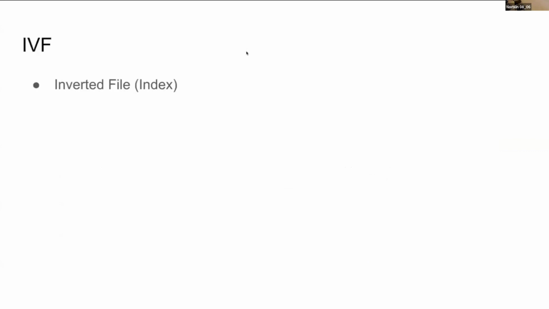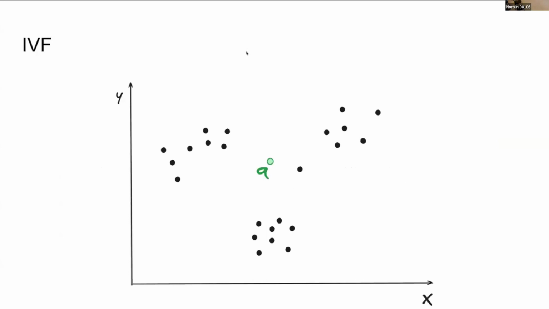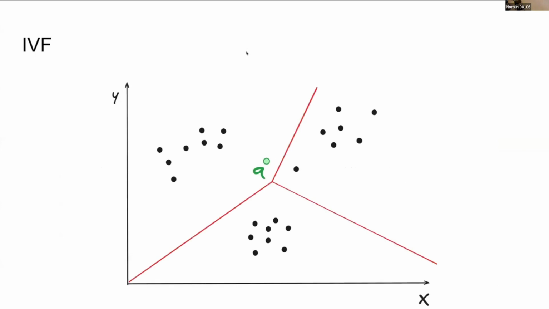Okay. The other index that I want to mention is called IVF. IVF stands for inverted file. And the concept comes from information retrieval. I would like to explain it in more detail because it's really simple and elegant. So once again, please imagine that this is our embedding space and that we have a query vector Q. What we would do with IVF is divide our embedding space into clusters. These clusters are also called Voronoi cells. So you can imagine that the red lines are cluster boundaries.